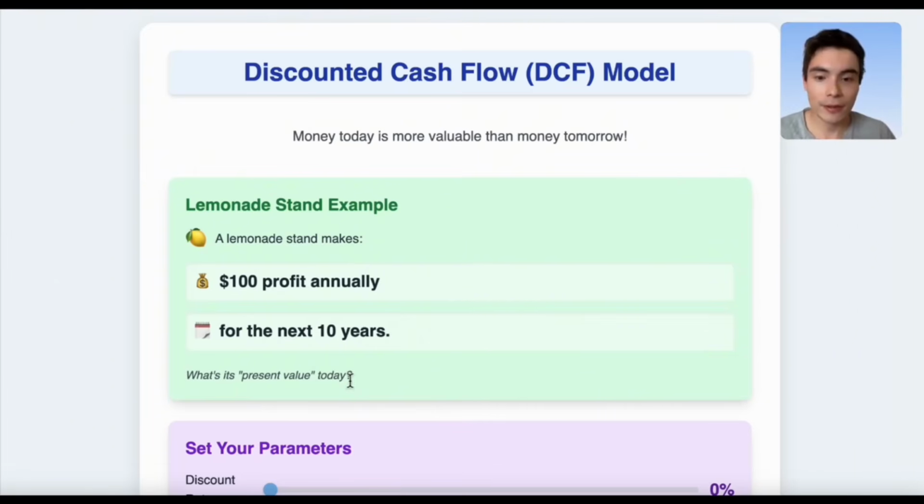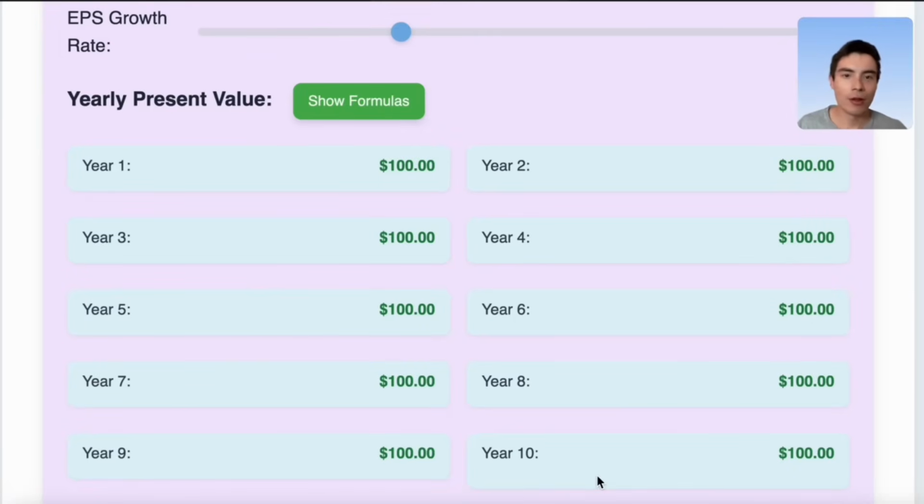So what's the present value today? Think about it. Based on this information, how would you value the business? Give it a second to think about it, pause the video. Now let's find the answer of what the present value of this lemonade stand actually is.